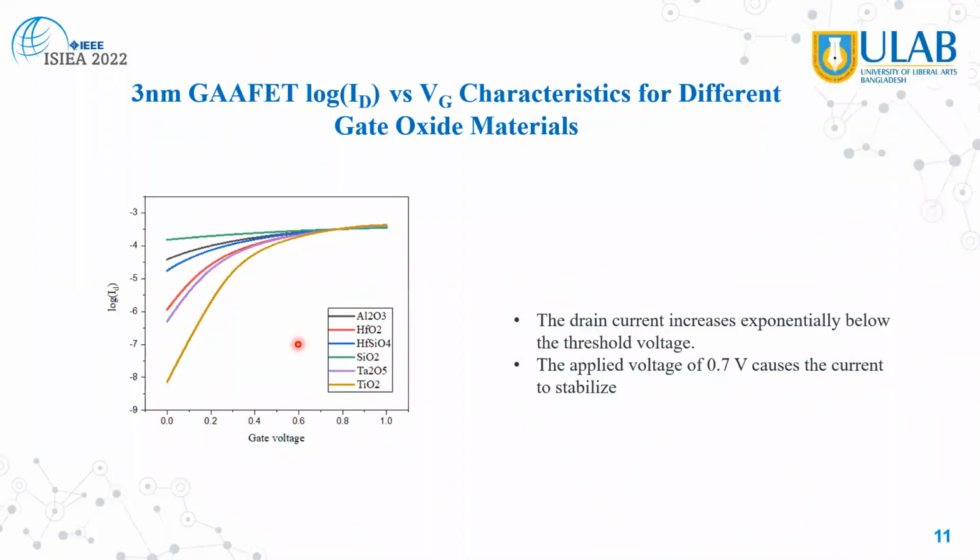Moving on. So this is the ID-VG characteristic in logarithmic scale for different gate oxide materials. You can see the drain current increases exponentially below the threshold voltage here. When 0.7 volt is applied, the current stabilizes for all of the materials here.